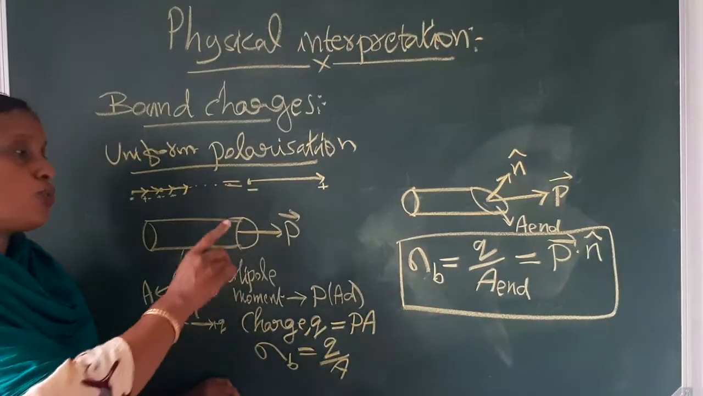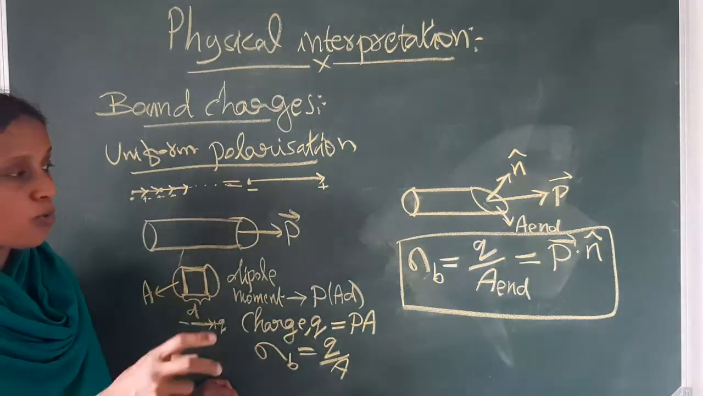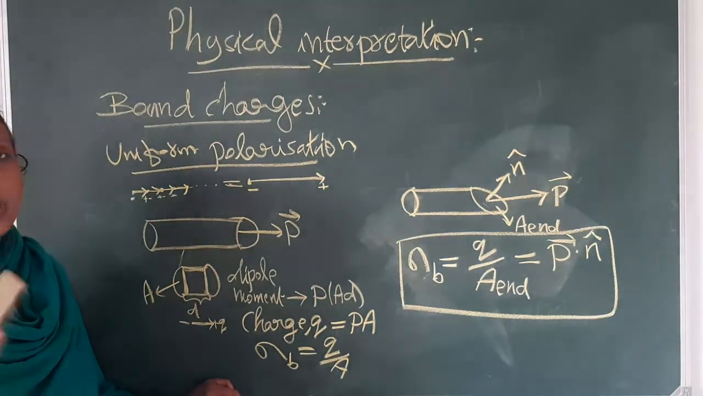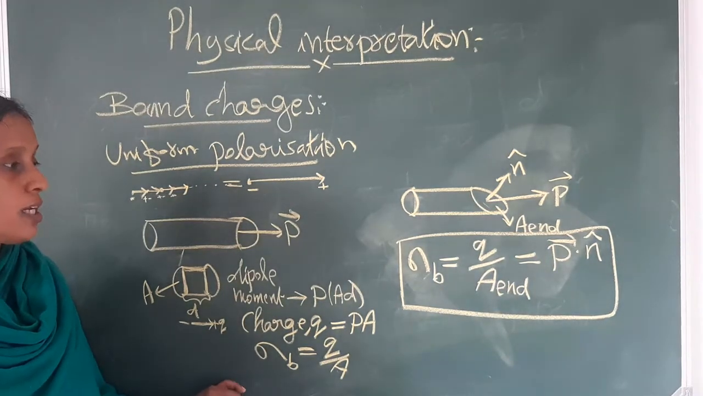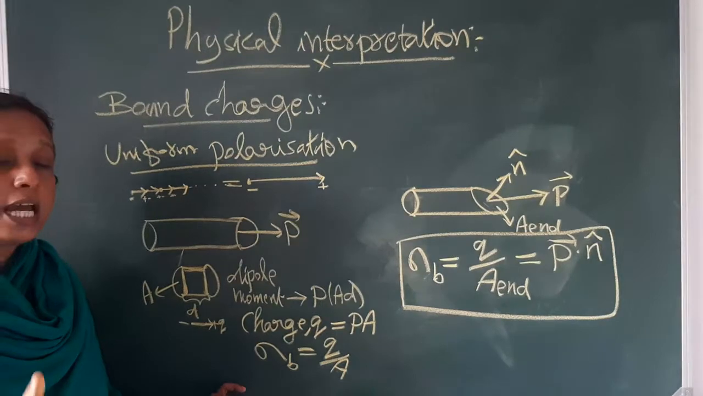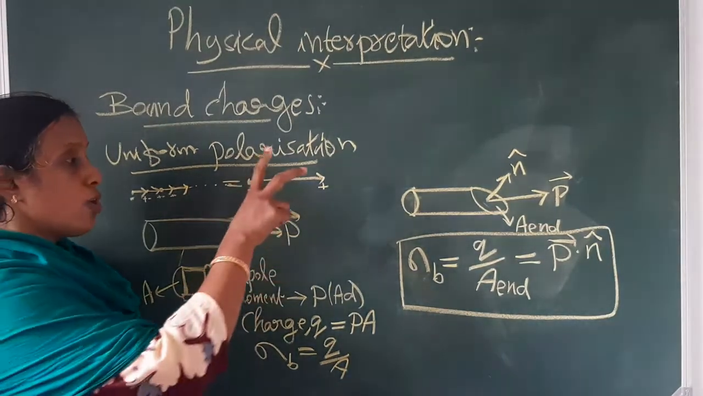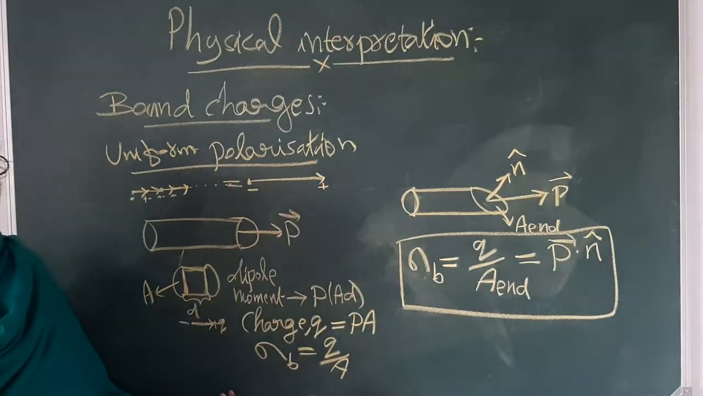In the case of uniform polarization, the bound charge resides only on the surface of the dielectric. Inside the body, all the charges mutually cancel out in the case of uniform polarization.